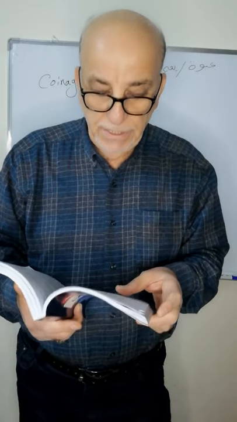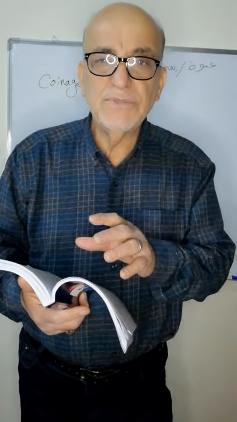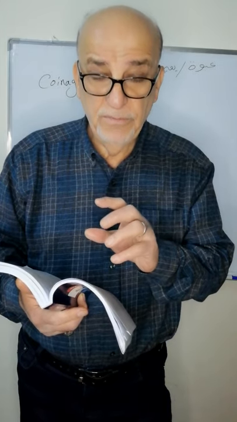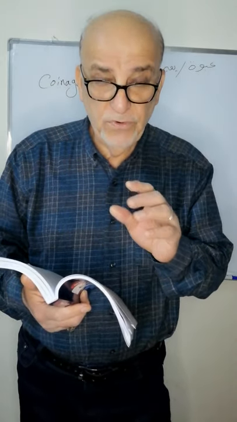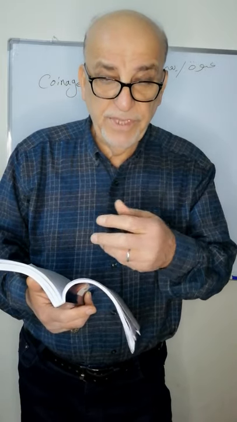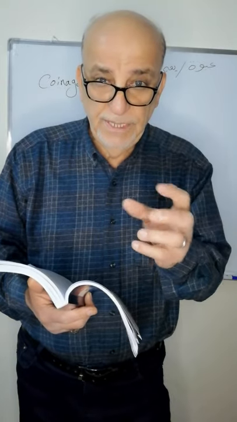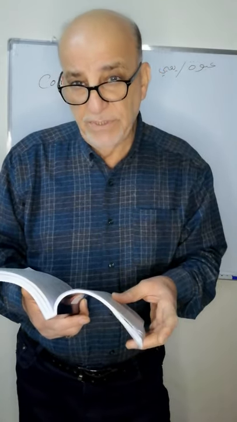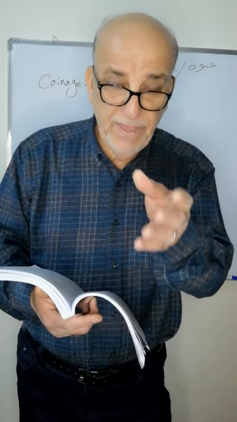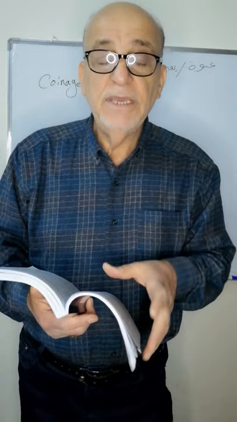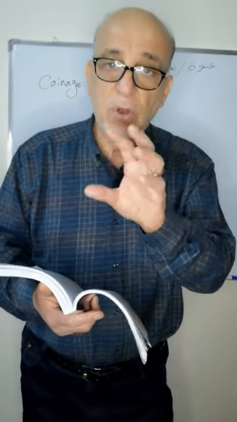A typical source of this process is what we call trade names for commercial products. When they create a commercial product, they give it a trade name. The name they give to that new product, the process by which that new word is created, is what we call coinage.